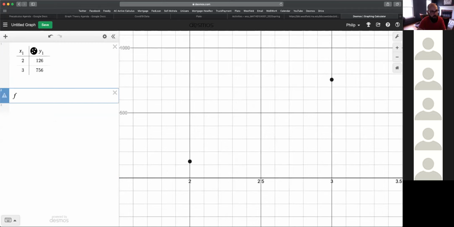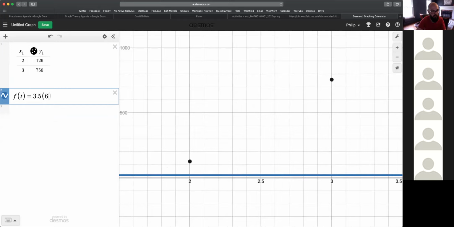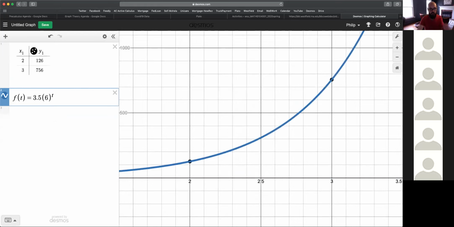And so what we found was that f of t has A as 3.5, and I want to multiply by B, which was 6, raised to the t. So f of t is 3.5 times 6 to the t. This was our A, this was our B that we just figured out. And you can see that this is an exponential model that goes right through these 2 points.